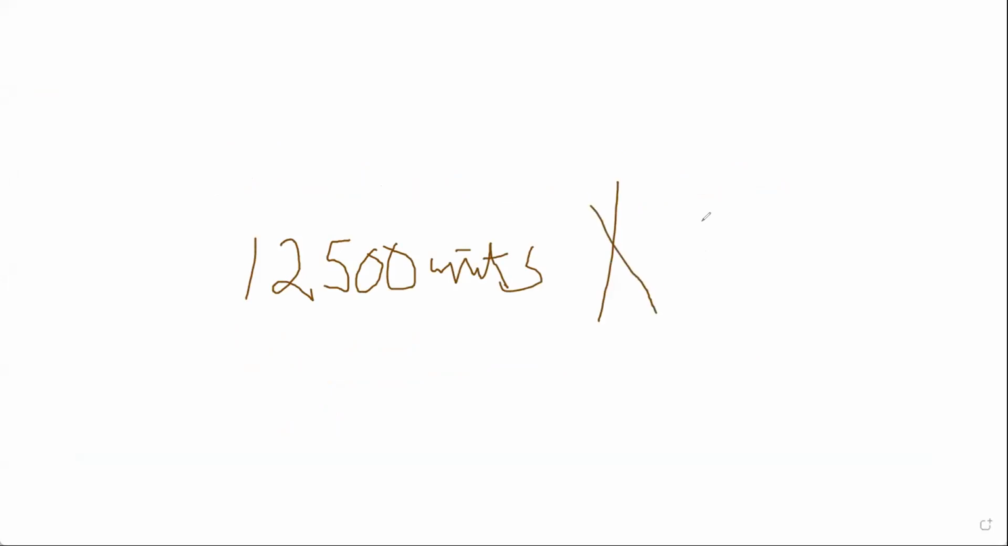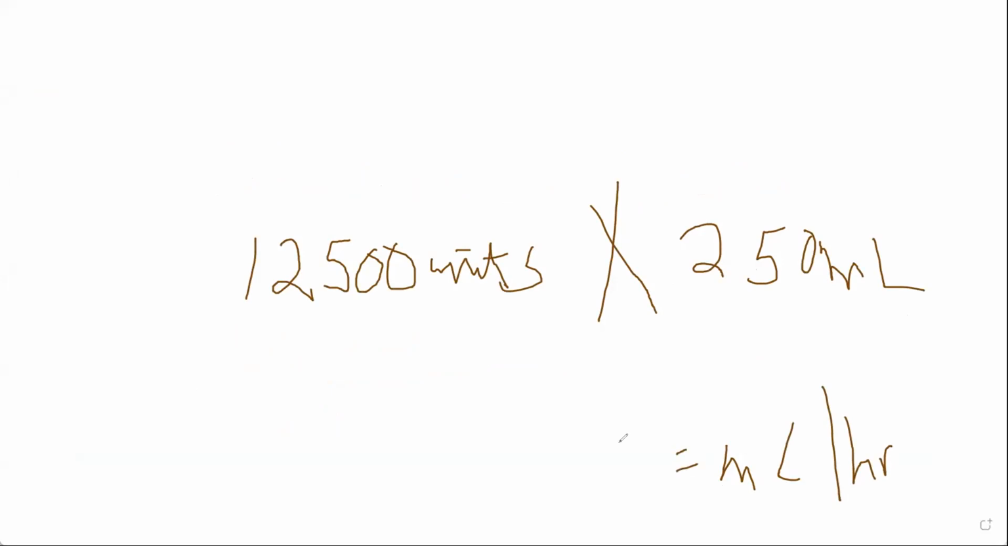Okay, you know that you have 12,500 units per 250 mL. So we can put that here. We're trying to get to mLs per hour, because that's where we're going to set our pump to. And our ordered dose is 16 units per kilogram per hour. So we'll start with our weight, which is 198.